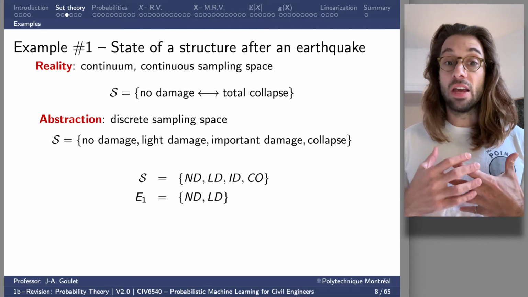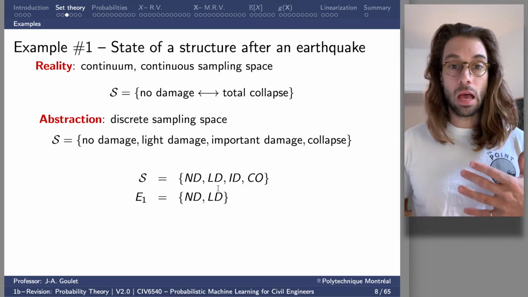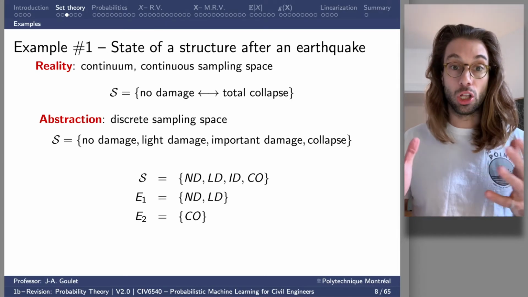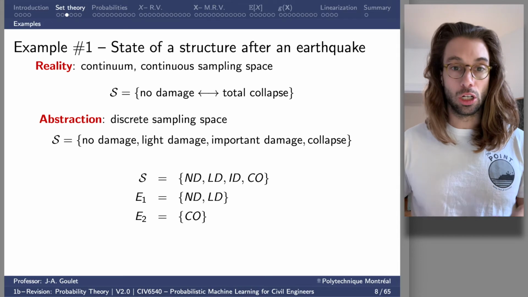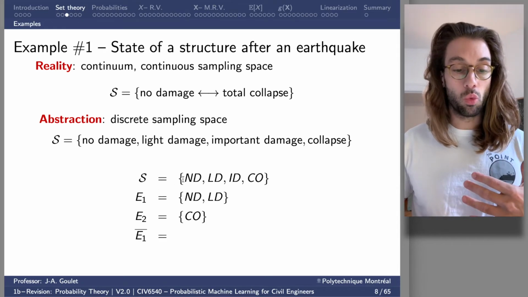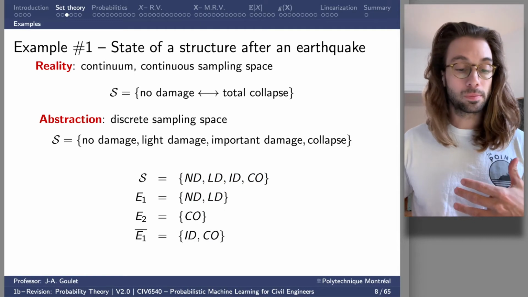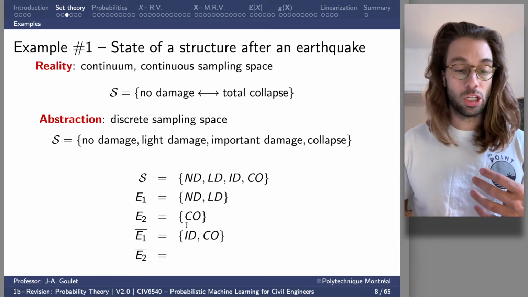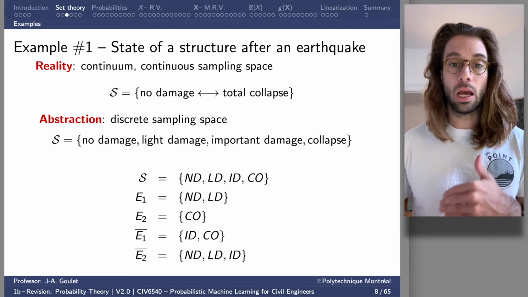We can say that I have an event E1, which is going to be ND and LD, so no damage or light damage. That could be a collection of elementary events. A second event, E2, could be simply the collapse. And I can say the complement of E1 is going to be what's in my sampling space, but not in E1, in this case important damage and collapse. I could say the complement of E2 is going to be anything but E2, so ND, LD, ID.